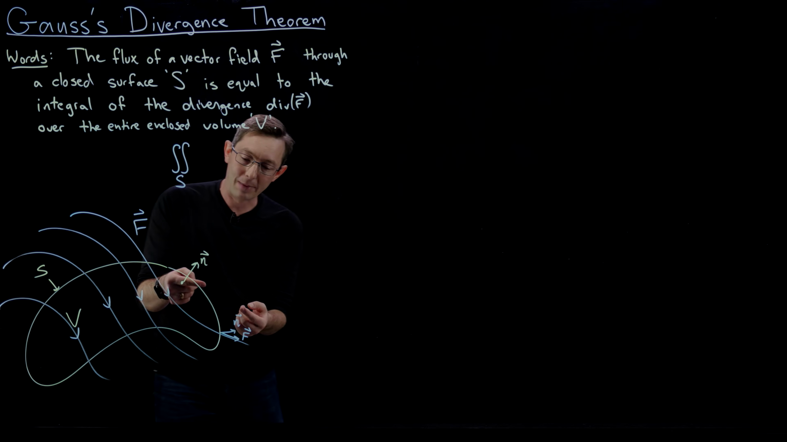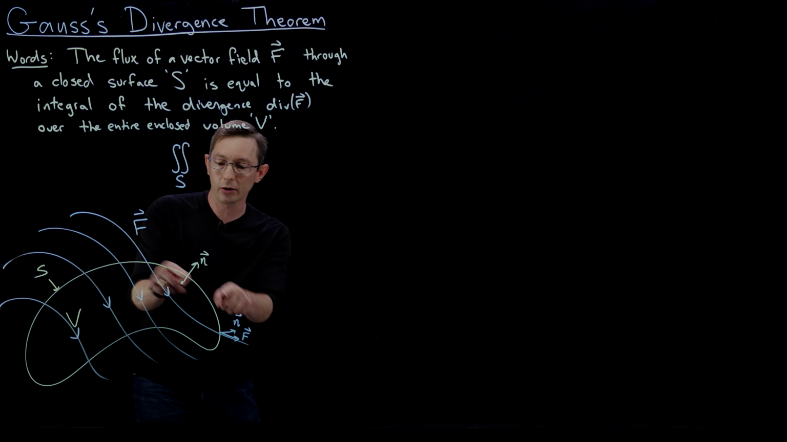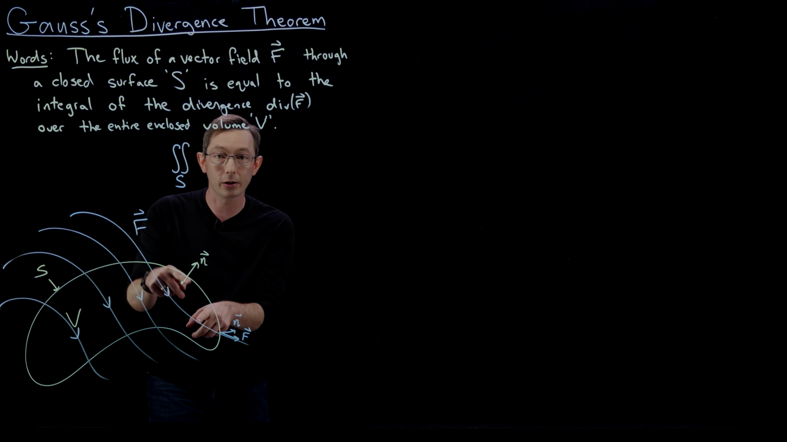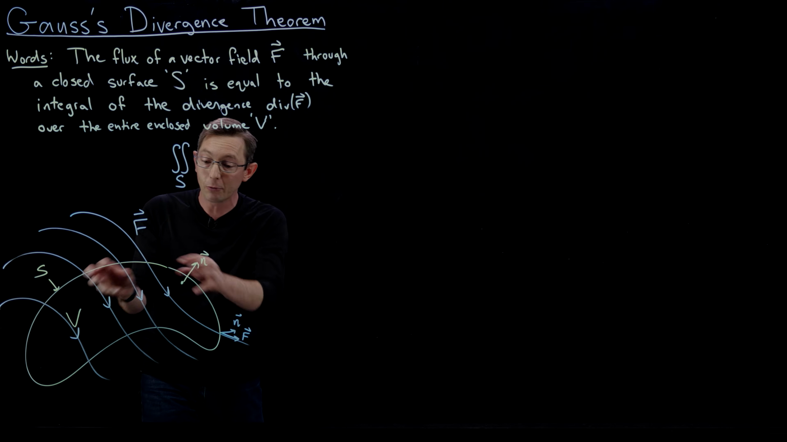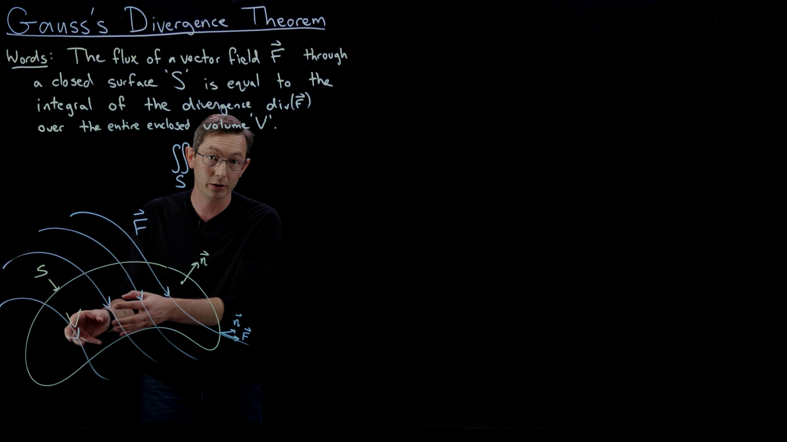So let's think for a minute. If my F vector field was just swirling around in this volume, going around in circles, and it had no component that was perpendicular to the volume, then nothing would be carried out of this volume through that vector field.